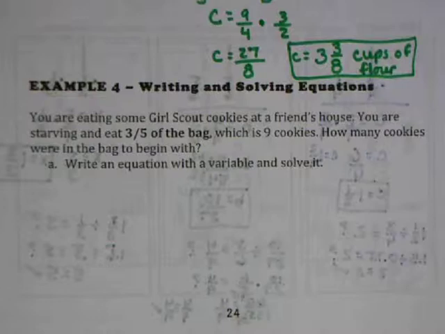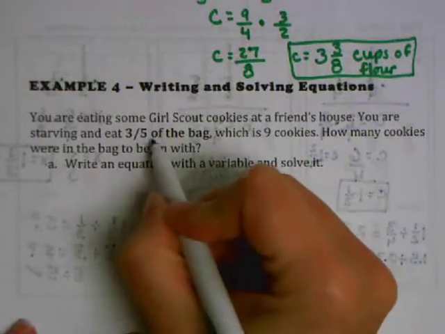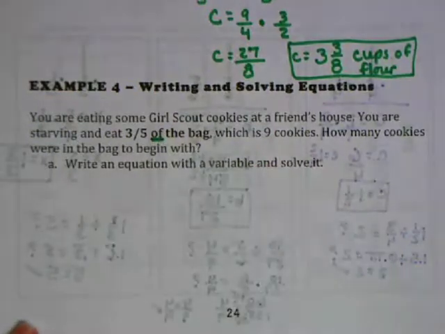So your job right now, I'm going to give you a minute, is to see what you can come up with for an equation. Remember our key word right here. Okay, I'm going to wait. I'm going to give you a minute. We'll pause it and see what you come up with.